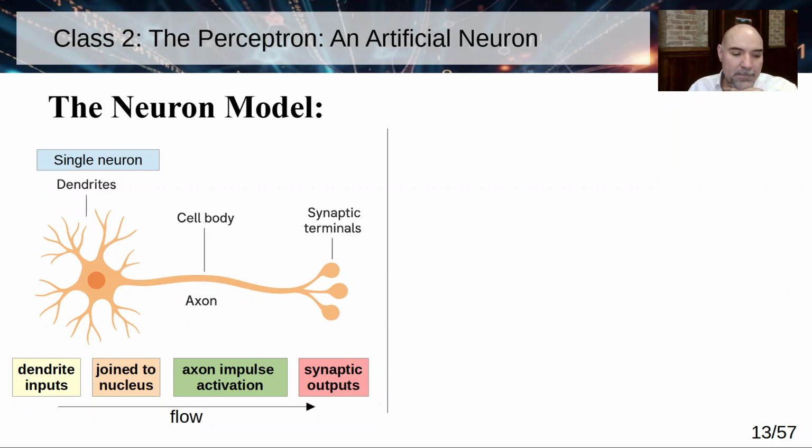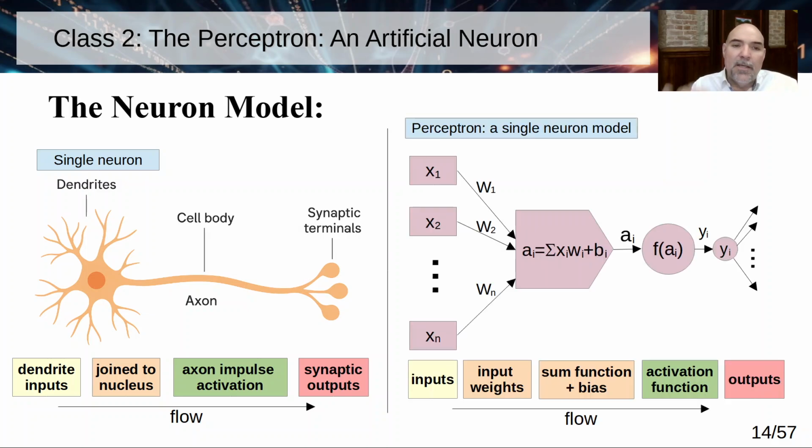Now, how can we model that in a relatively clean way in a simulated environment? Well, here's how that gets done. And you'll notice that it's really the same kind of model that we have. On the left, we have a collection of inputs. In this case, I've labeled them x1, x2, all the way up to xn. That's the analog to the dendrite inputs.